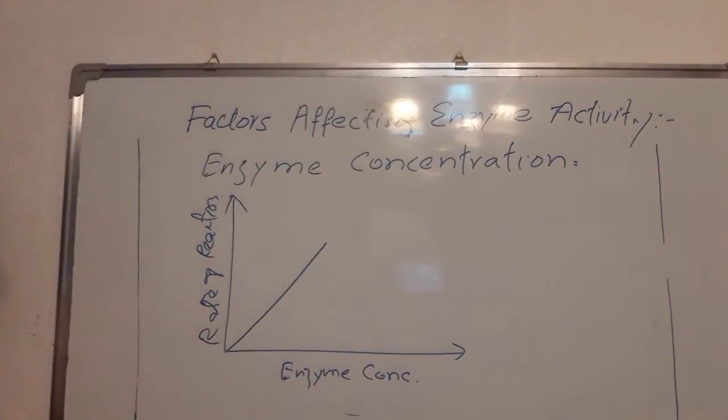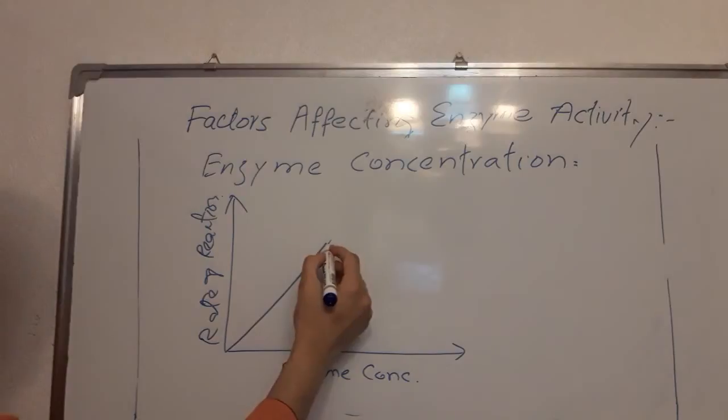Next we will see enzyme concentration. Does it affect the rate of an enzyme catalyzed chemical reaction? Yes, when we increase enzyme concentration in a reaction, the rate of reaction increases. What is actually happening is that when we add more enzyme, there are more active sites available for the substrate to bind to. So with the increase of enzyme, the rate of reaction increases.